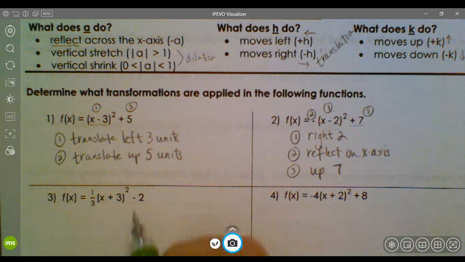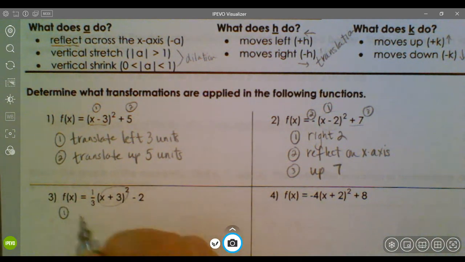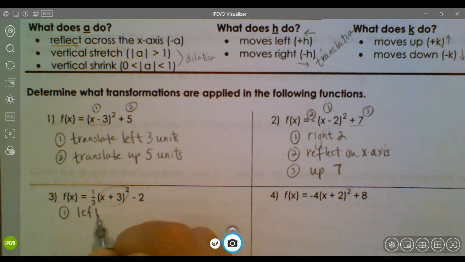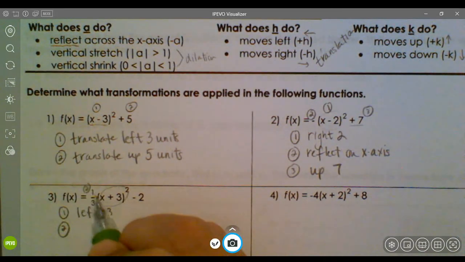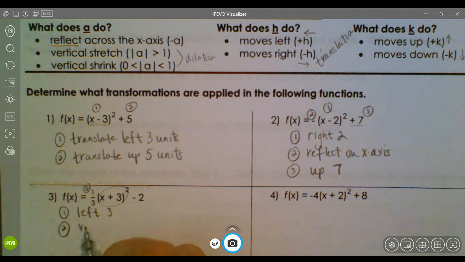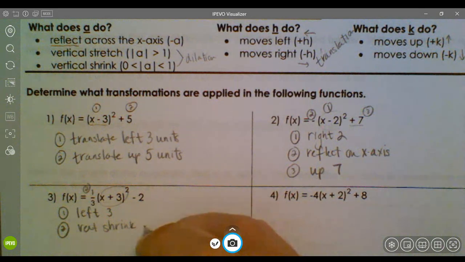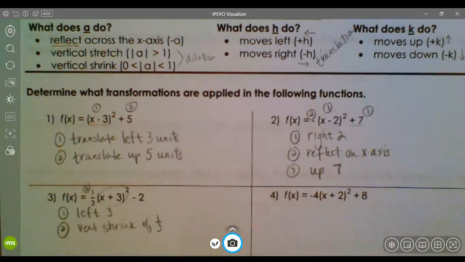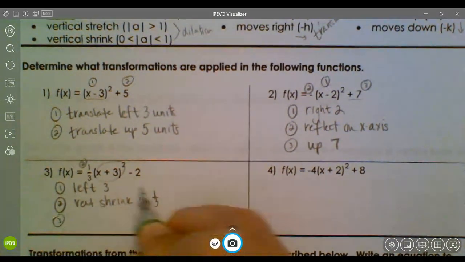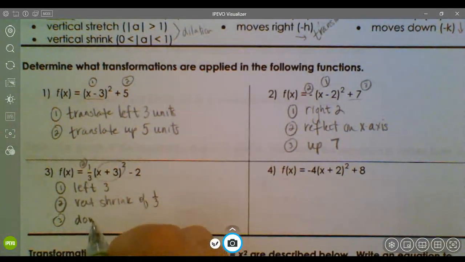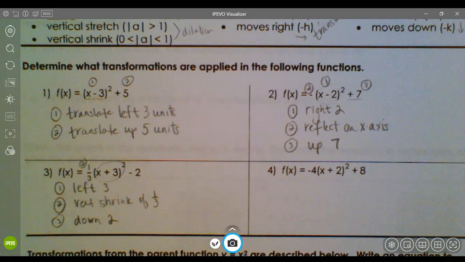All right, this one, again, we're going to go left 3. Then we multiply by 1/3. This is a vertical shrink of 1/3. We're only going 1/3 as high. And then we subtract the 2. That says we shift down 2.